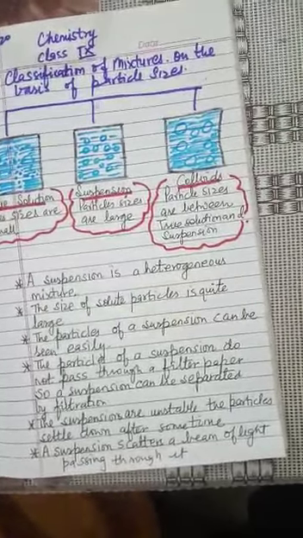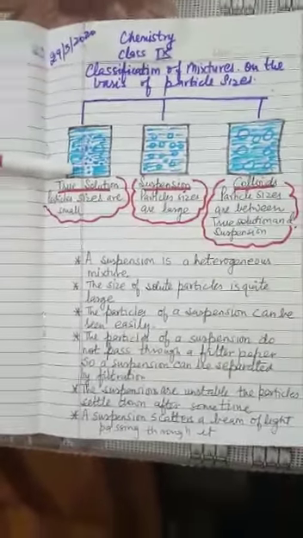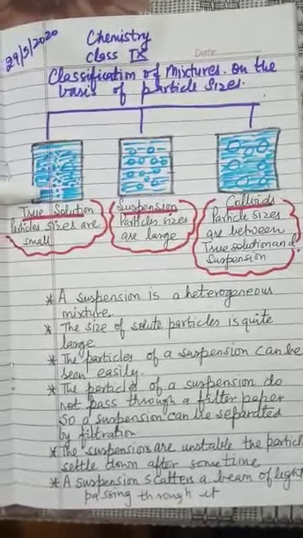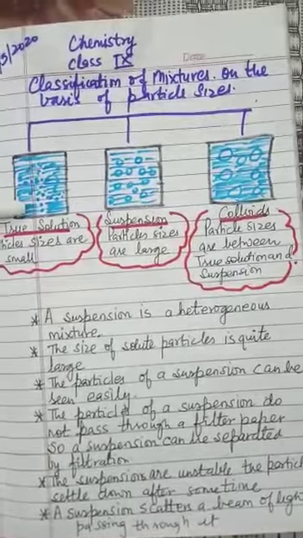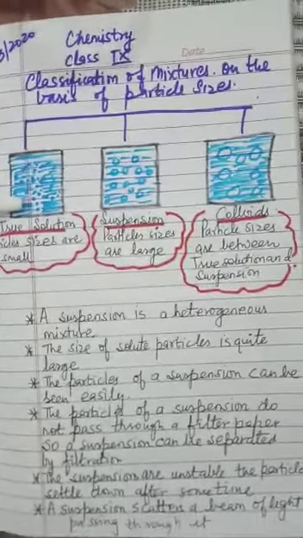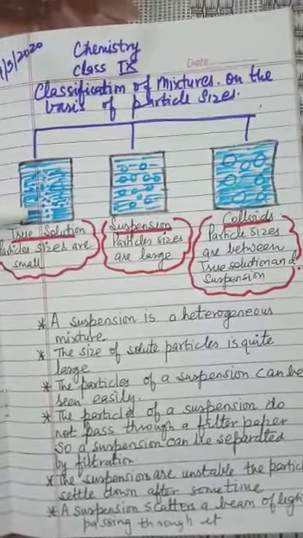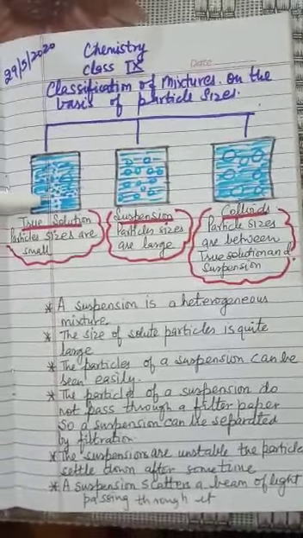Let us revise true solution, then we'll proceed further. What is true solution? True solution is a type of mixture where the solute and solvent are mixed so well with water that they cannot be separated from each other. Because of this reason only, the solution is known as true solution, because of their small particle size.